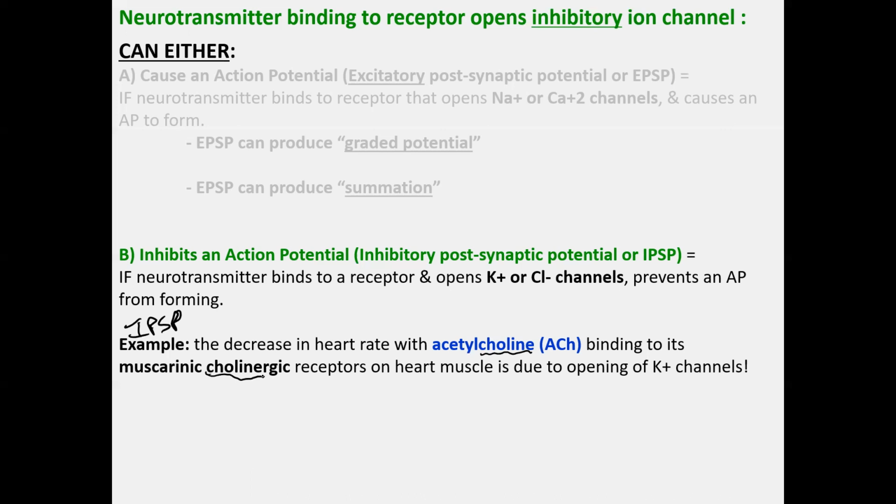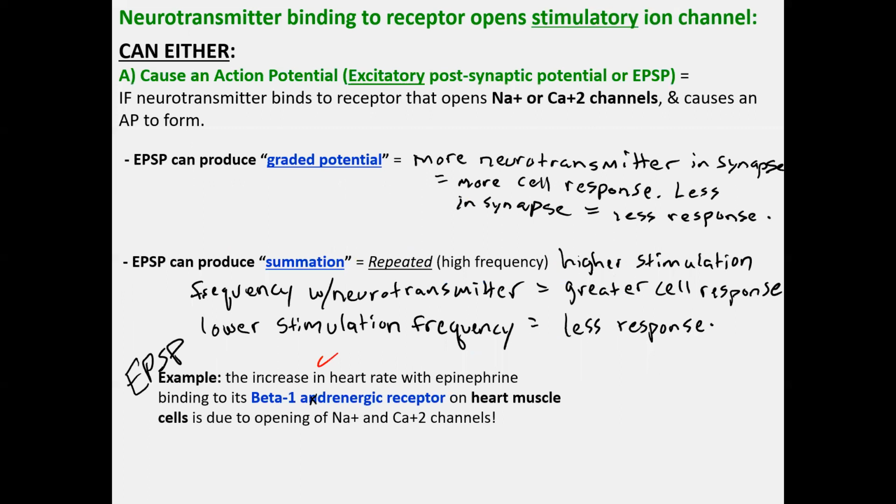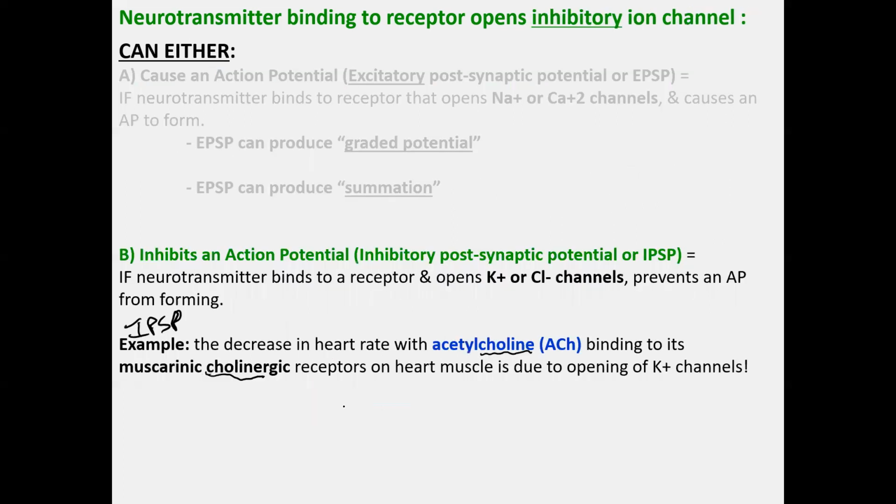Let me back up for a sec. Notice epinephrine is called adrenaline. It has the word adren in its receptor name. That's why the receptor is called that. It's a receptor that binds to adrenaline. So the receptor, what its name is, tells you what neurotransmitter it's binding to. So if we go back to this one, cholinergic receptor is for acetylcholine because it's got the word in it.